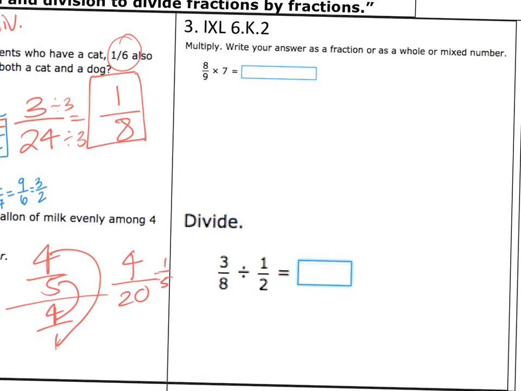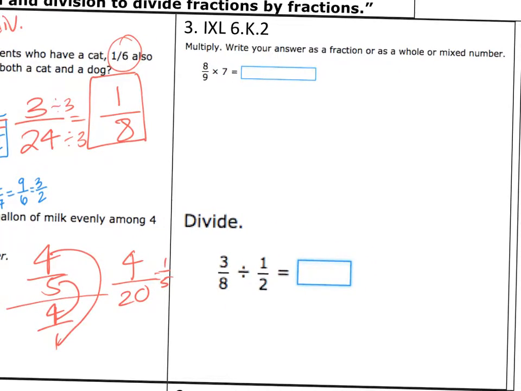Okay, number 3. It says IXL K6, K2. So if you have an IXL account, those are the exercises that I got those from. Multiply. Write your answer as a fraction or as a whole or mixed number. So we have 8/9 times 7 over 1, because I could put a 1 under that.